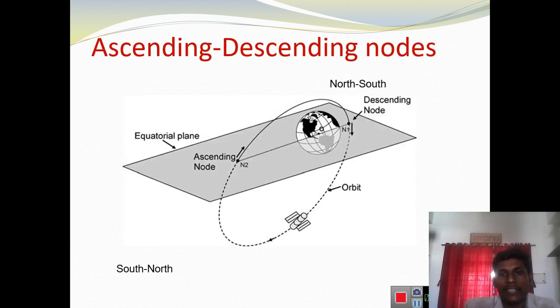And the ascending and descending nodes. What are ascending and descending nodes? Where the satellite revolves around Earth from north to southward direction, that is called the ascending node. The same way, if a satellite revolves around Earth from south to northward direction, that is called the descending node.